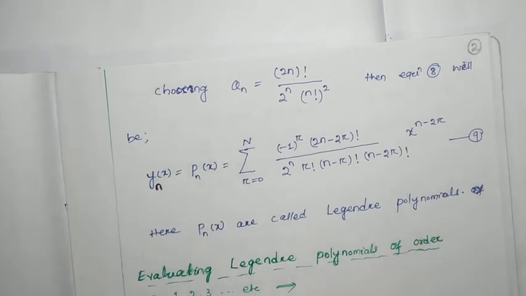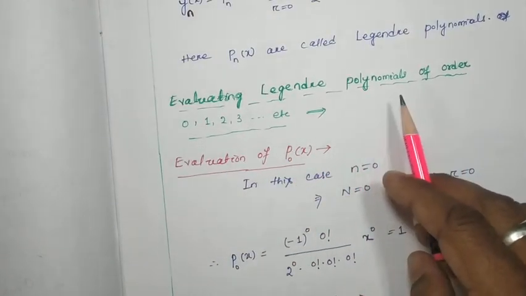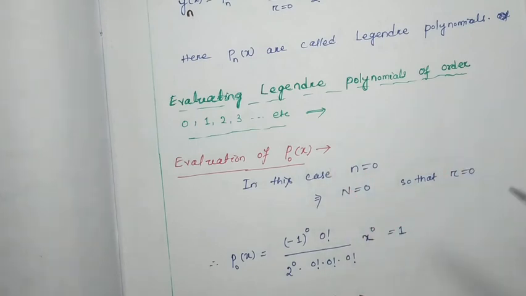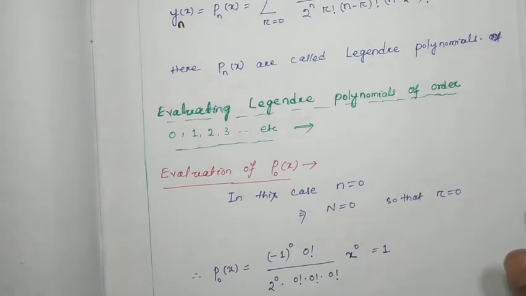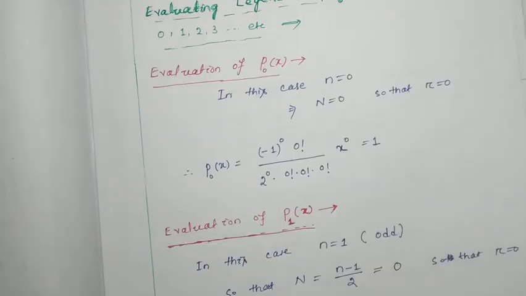Okay, so in our next class we are going to discuss evaluating Legendre polynomials of order 0, 1, 2, 3, etc. So in this class we stop over here. I suggest to all of you that you pause the video and write down the notes. If you have any doubt, you can ask me. We are going to discuss.